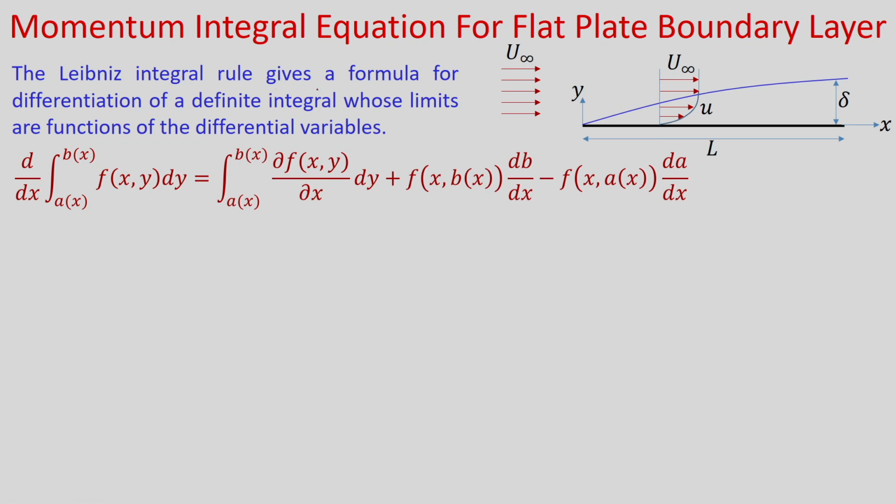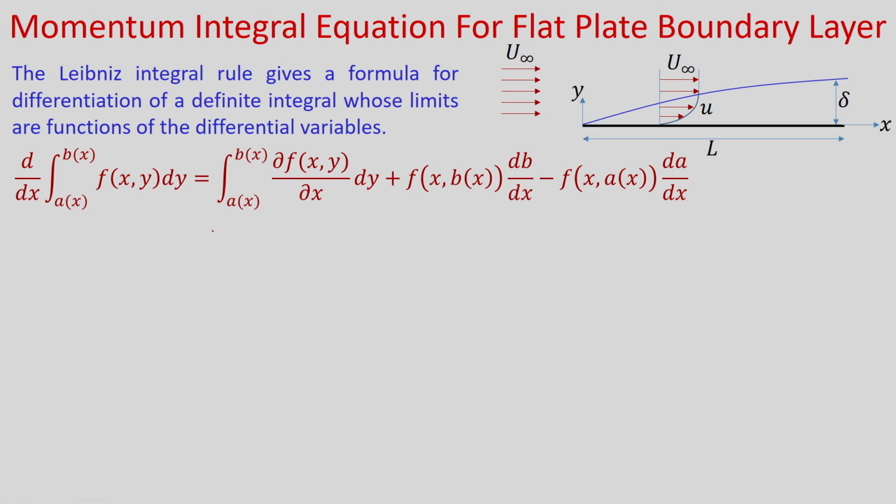The Leibniz integral rule gives a formula for differentiation of a definite integral whose limits are functions of the differential variable. So, you can see d/dx of the integral from a to b, where a and b are functions of x. So, these limits are functions of x, and f(x,y) dy is equal to the integral from a(x) to b(x) of ∂f/∂x dy plus f at the limit y equals b times db/dx minus f at y equals a times da/dx.